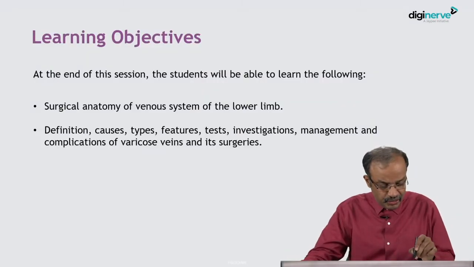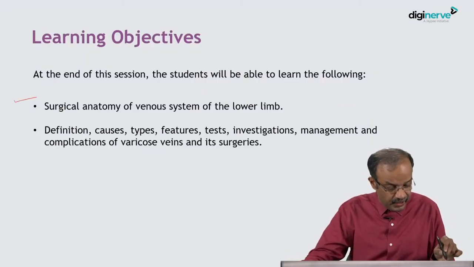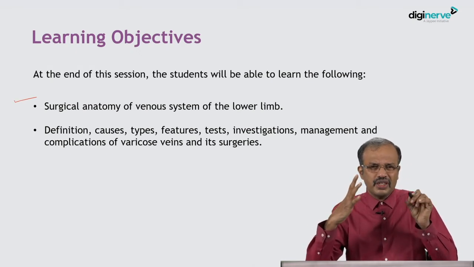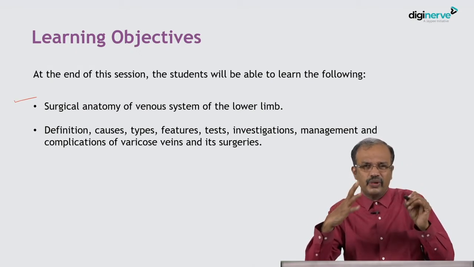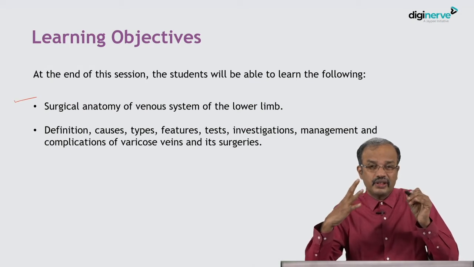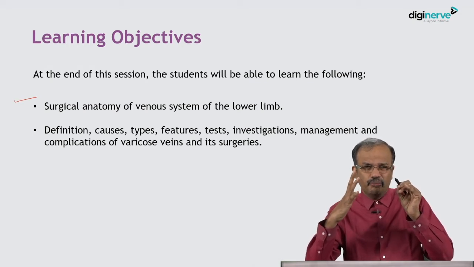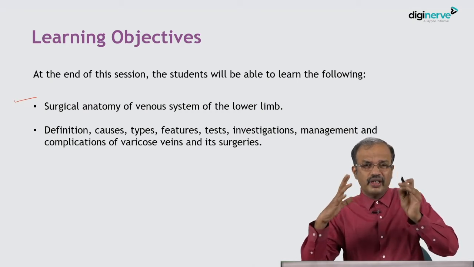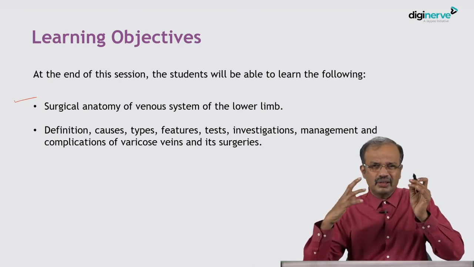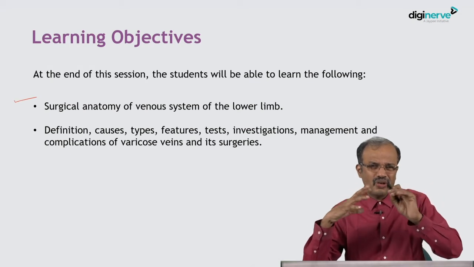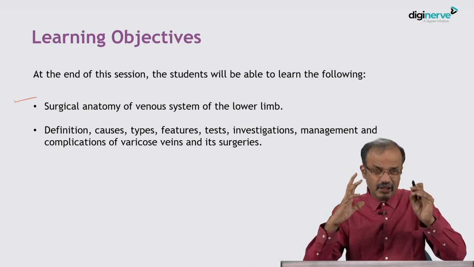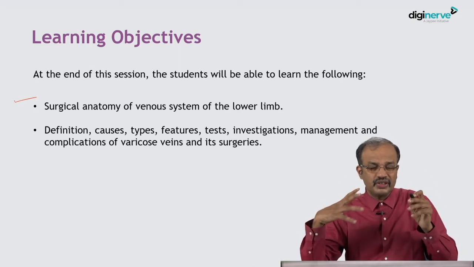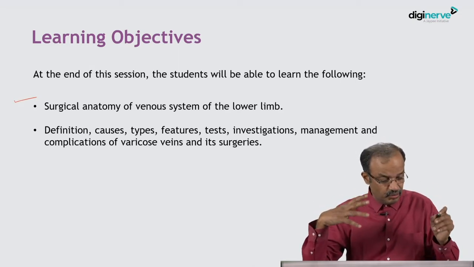At the end of this session, students will be able to learn the surgical anatomy of the venous system of the lower limb. This is very important. Earlier I told you venous anatomy is very complex. Veins are called capacitance vessels, whereas the arterial system is very simple, a one-way track, methodical. The venous system is not methodical; it has a lot of physics in it. We are always concerned about lower limb diseases like varicose veins, so at least the essential anatomy of the lower limb is important.